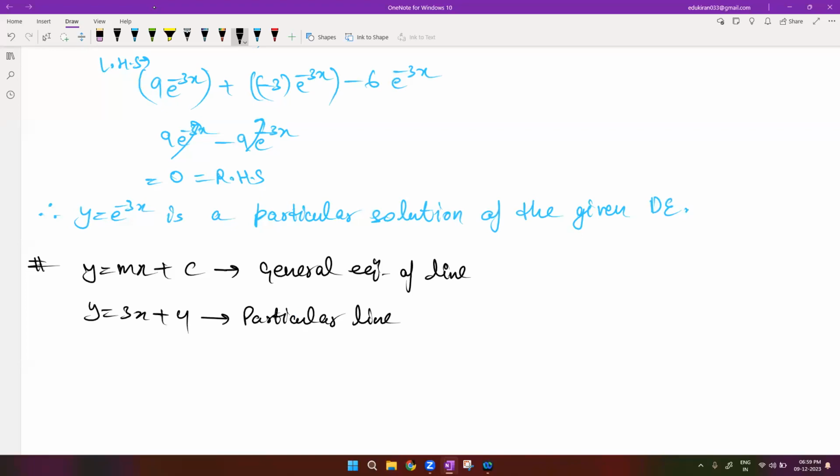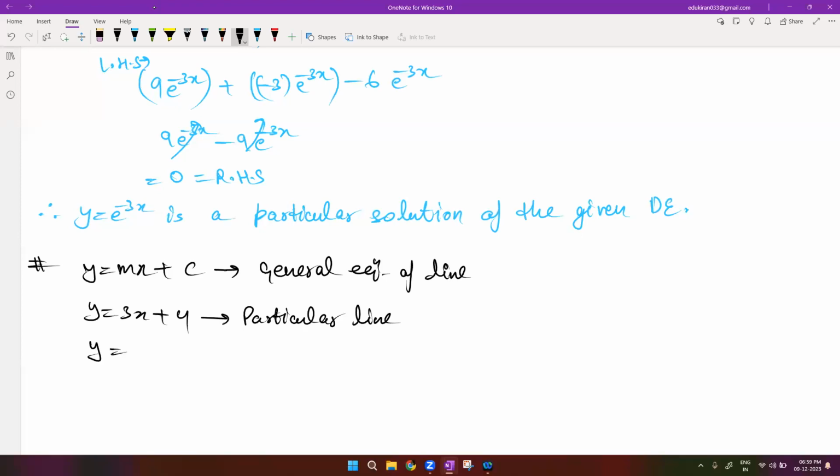Sir, what are arbitrary constants? Arbitrary constants are those constants whose value will be a constant value. Like for example, y is equal to mx plus c. m is a constant. In every equation of a straight line, m will be a constant, c will be a constant. But see, this is a different equation.